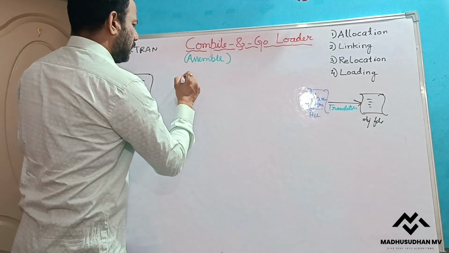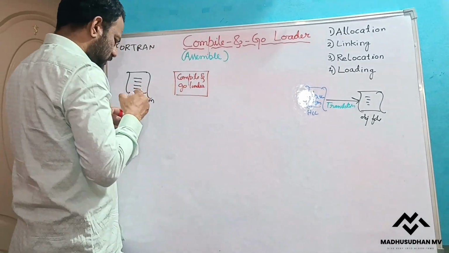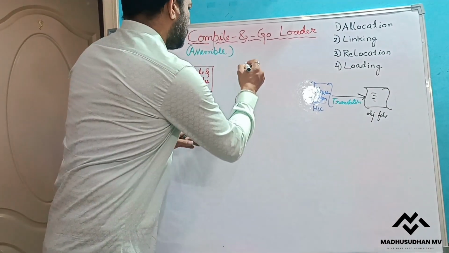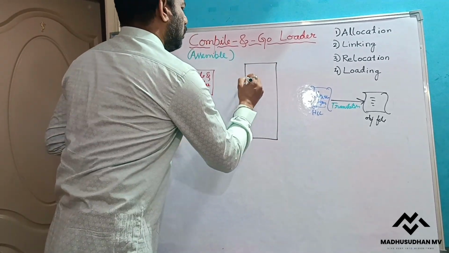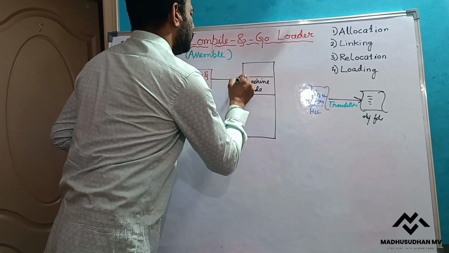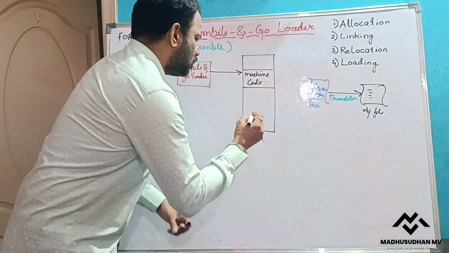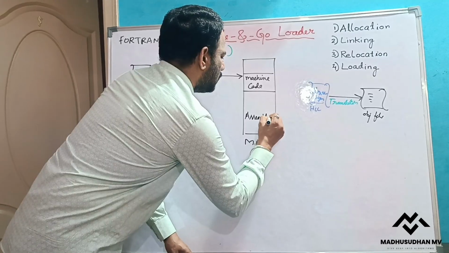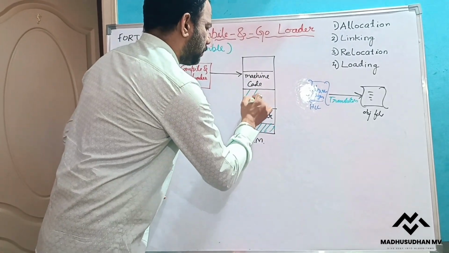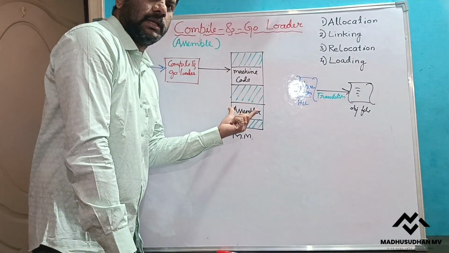Now what will our compile and go loader do? It will take one instruction at a time, convert it into machine level language, and store it in the main memory. That converted machine code will be loaded into the main memory. Not only this, we also have the assembler. The assembler is also stored in the same main memory always. Like how the operating system should always keep running, here also one software called the assembler should keep running, so it is always stored in the main memory.